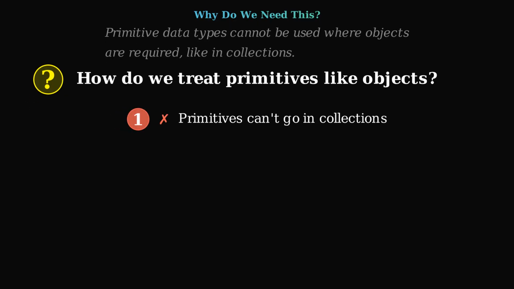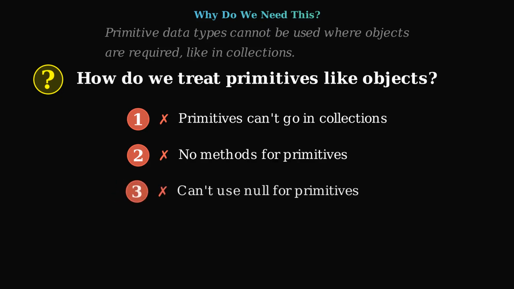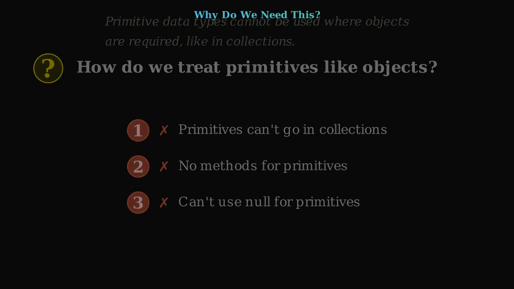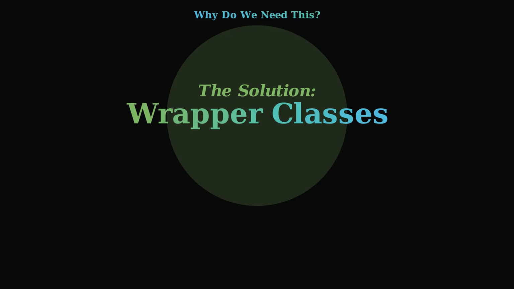Primitives can't go in collections. No methods for primitives. Can't use null for primitives. Wrapper classes allow primitives to be used as objects when needed.